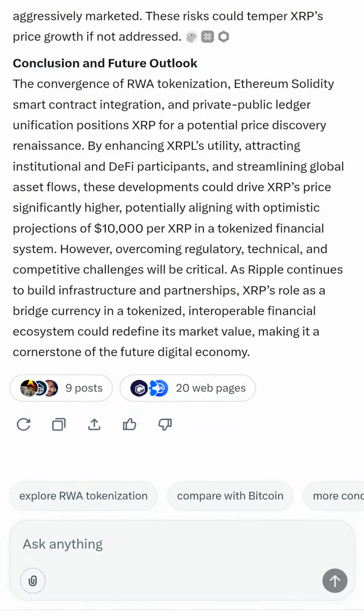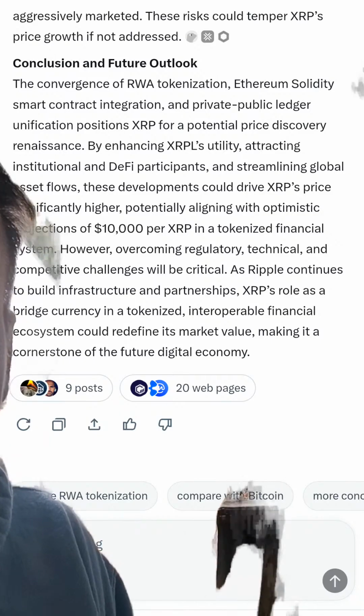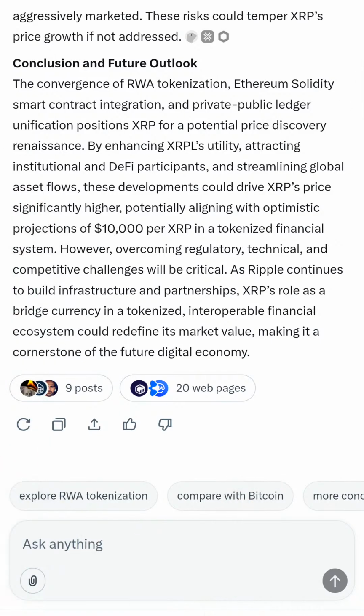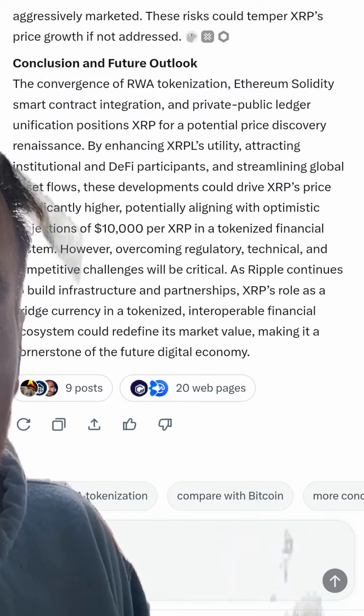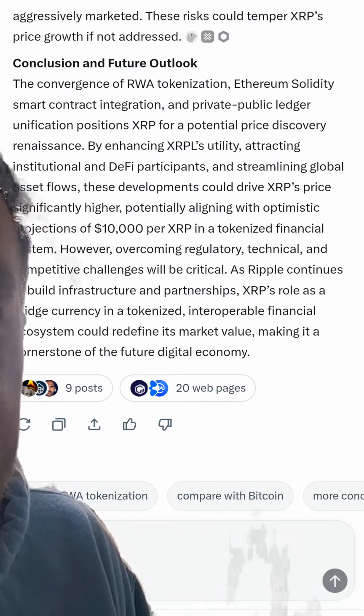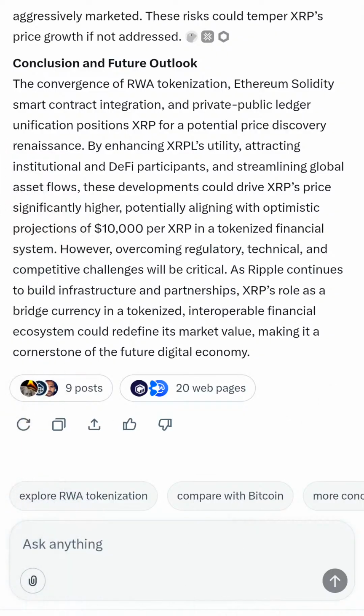The convergence of RWA tokenization, Ethereum Solidity smart contract integration, and private-public ledger unification positions XRP for a potential price discovery renaissance. By enhancing XRPL's utility, attracting institutional and DeFi participants, and streamlining global asset flows, these developments could drive XRP's price significantly higher, potentially aligning with optimistic projections of $10,000 per XRP token.